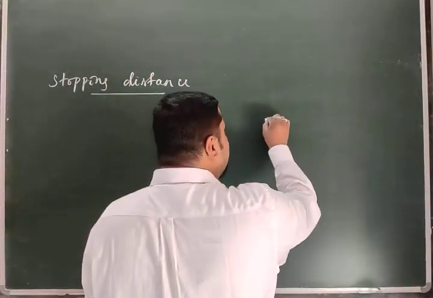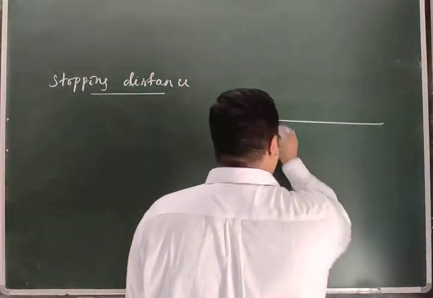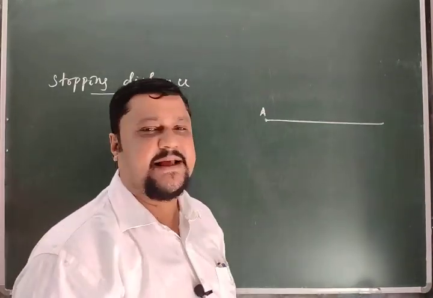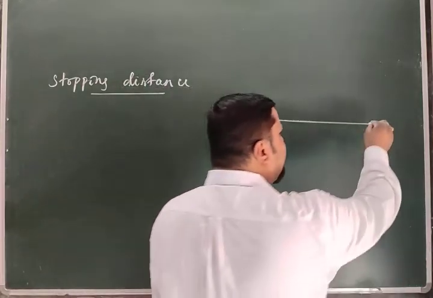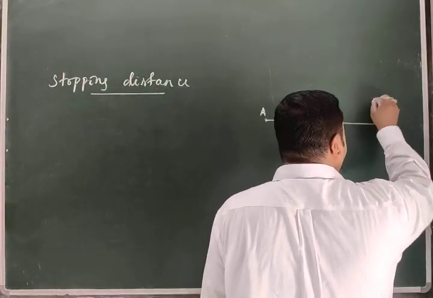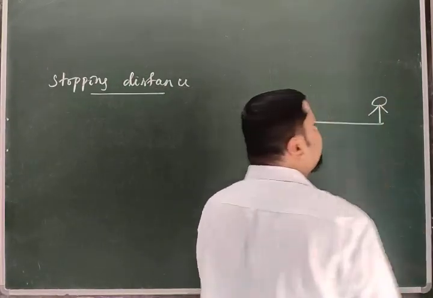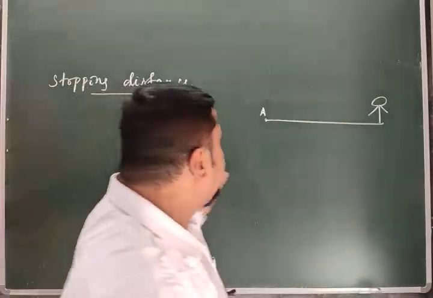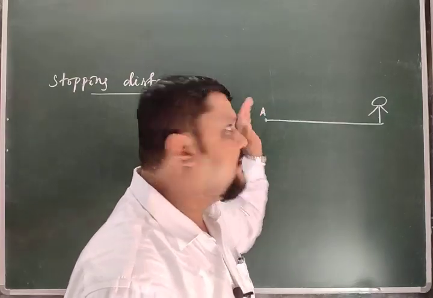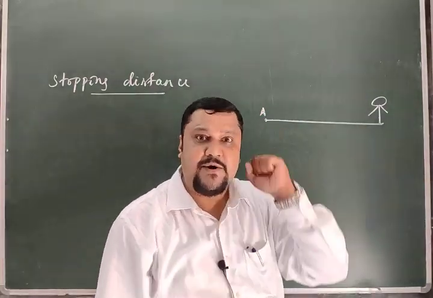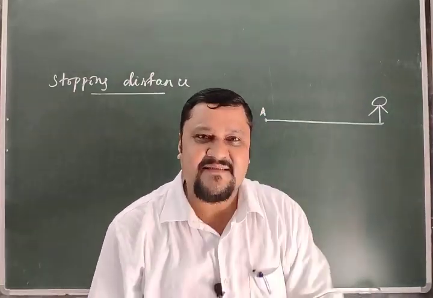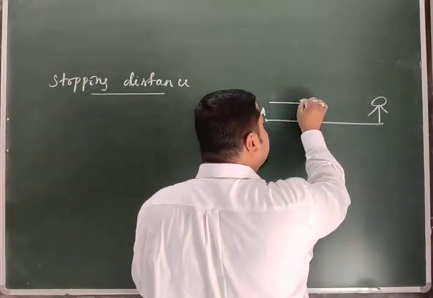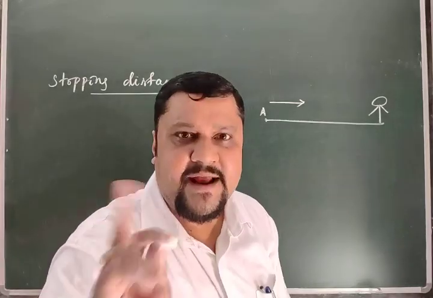Now our body starts from the point A. You are at the point A and you are riding a motorcycle. Suddenly you see a person standing on the road. You take a turn and you reach here and you suddenly see this. At that time what will you do? You will apply your brake. Applying brake means what? You are moving along this direction.